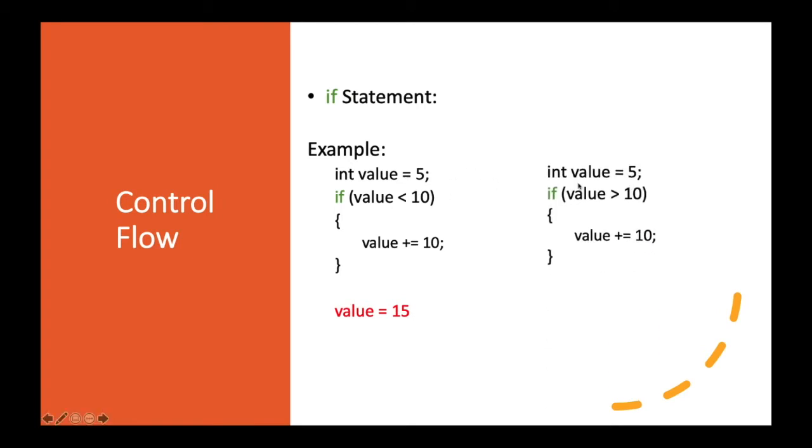Now let's look at another example. In the same example, if we have a condition in an if block saying value is greater than 10, then this would be false, right? Because value is initially 5, and 5 is not greater than 10, this expression is false and we skip executing this particular statement. So the value remains 5 after the execution of this block.